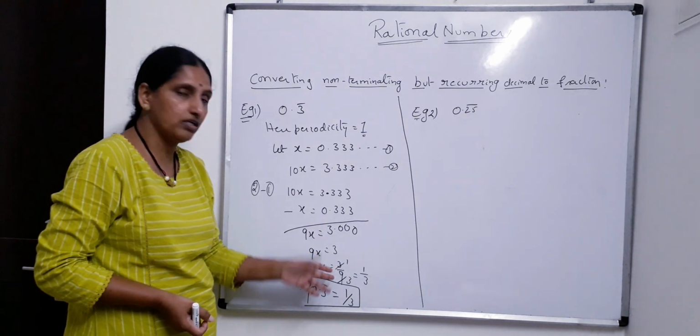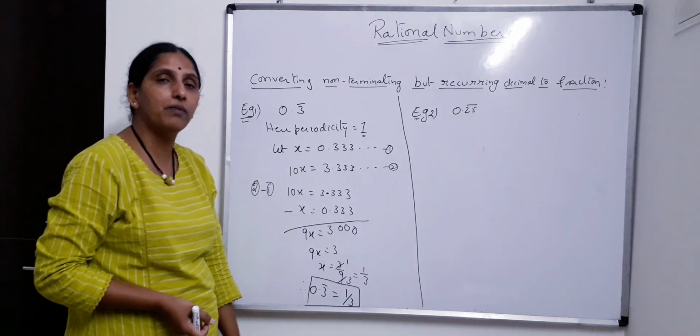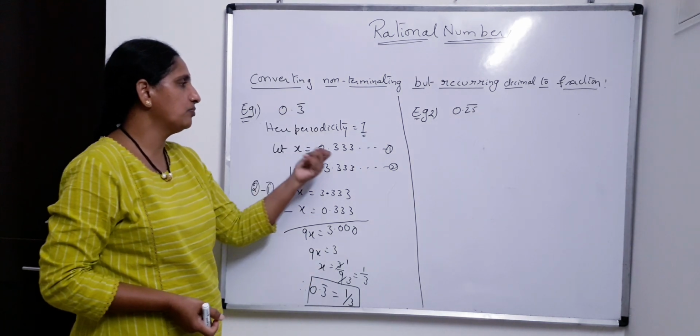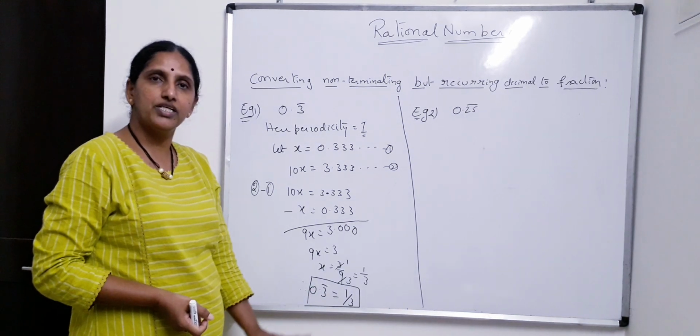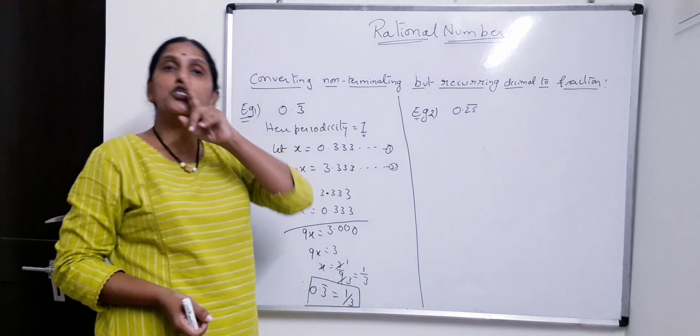Further you can simplify. 3 ones are 3, 3 threes are 9. So that is equal to 1 by 3. Thus what is x? x is 0.3 bar. Is it not? 0.3333. So 0.3 bar is equal to 1 by 3. So easy. Now let us do the same with periodicity 2.